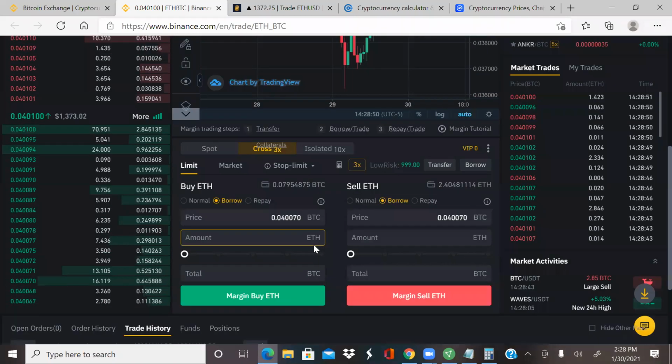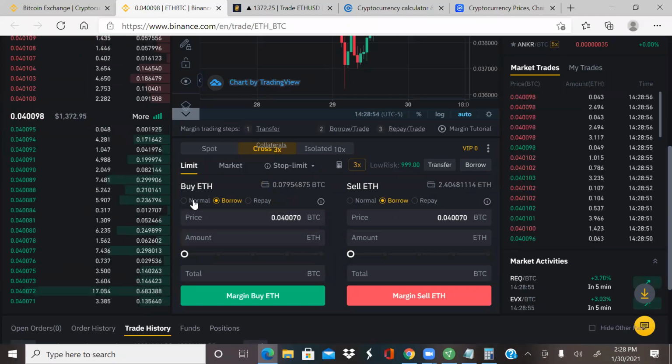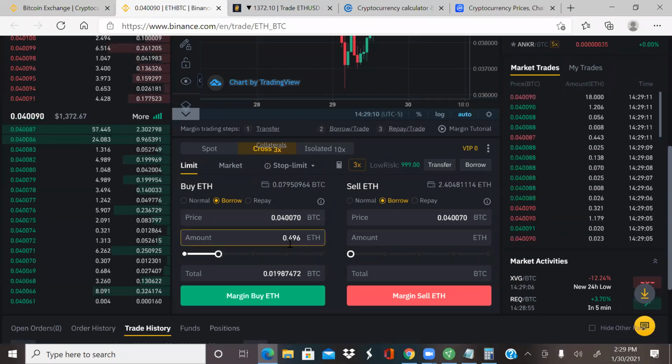Okay. Now, if I want to buy, you notice that I have some Bitcoin here. If I go back to normal now, see my Bitcoin has reduced. If I come to borrow, I can buy some Ethereum. I can say, okay, I want to buy Ethereum at this price. Say I'm buying 25%. It's going to show you the amount of Ethereum you can buy, 0.496. If I say I want to buy at 50%, it's going to show you the amount of Ethereum you can buy. So when I click on buy, it buys this for me.